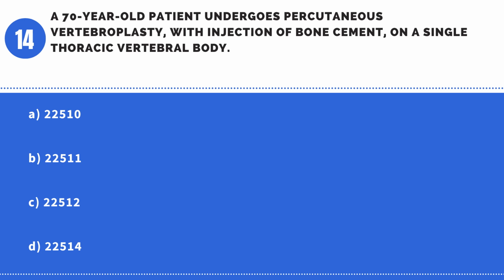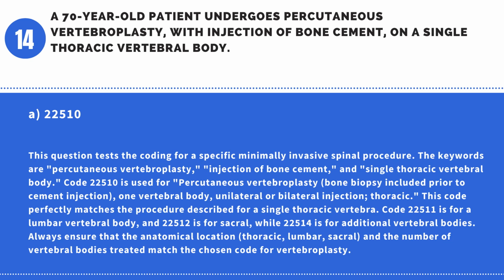Question 14. A 70-year-old patient undergoes percutaneous vertebroplasty, with injection of bone cement, on a single thoracic vertebral body. A. 22510. B. 22511. C. 22512. D. 22514. Answer. A.